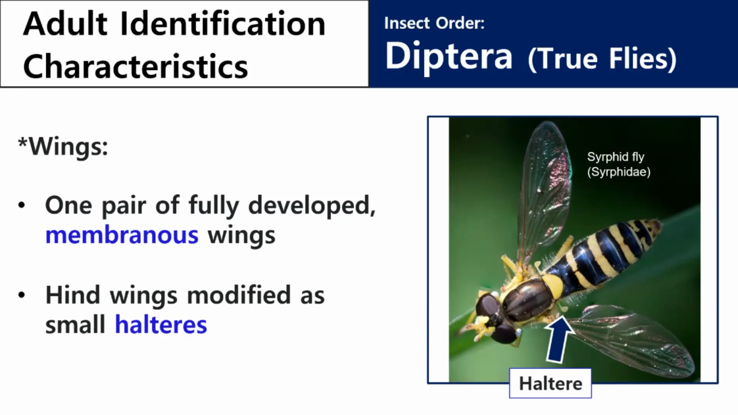Now, this one pair of wings is membranous. They don't have any scales on them. They're not hard and leathery like our beetle wings. They are membranous, and you can see typically venation in those wings.